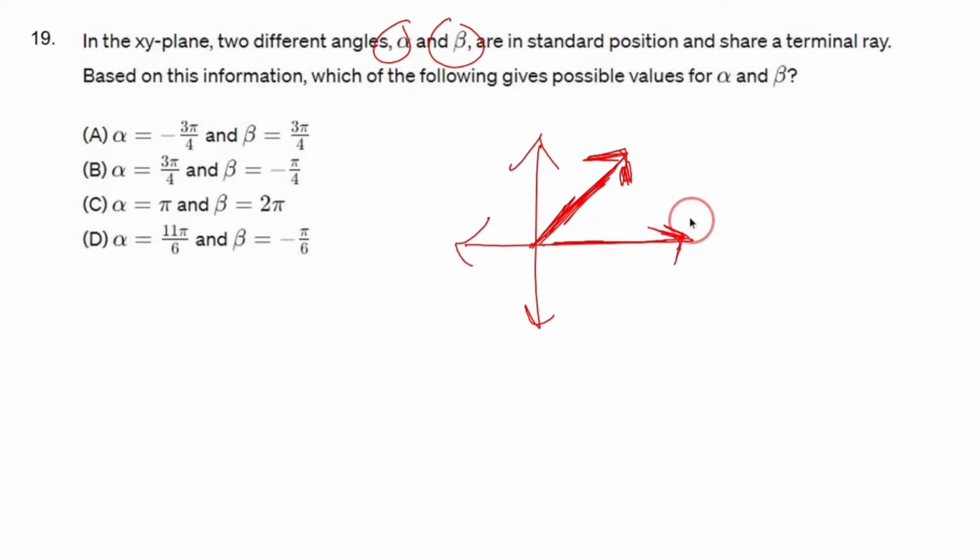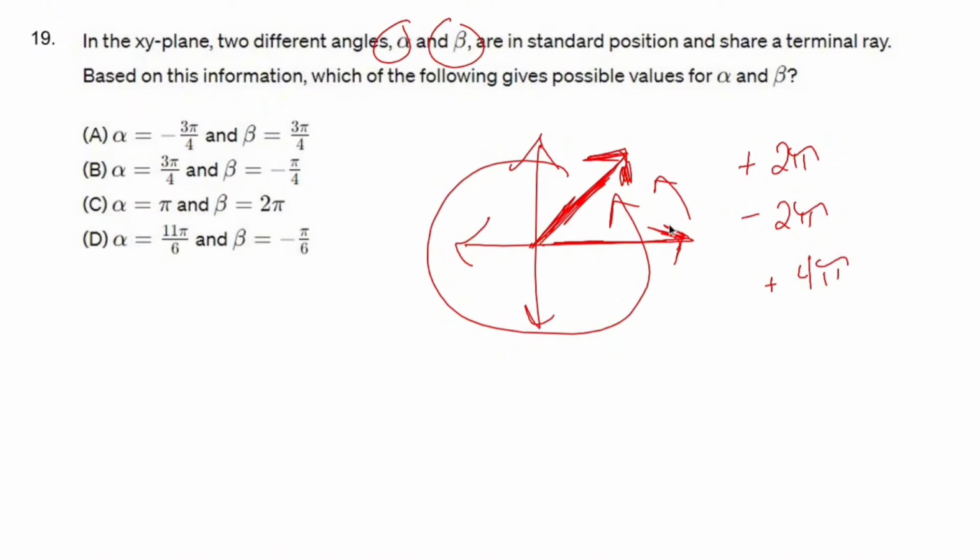So whatever this is, if I have another one, it's because you added 2 pi or subtracted 2 pi or added 4 pi or whatever. You spun around again and got the same exact thing. Or maybe you spun around in the opposite direction, which is what minus 2 pi would be. So, based on this information, which of the following gives possible values for alpha and beta?